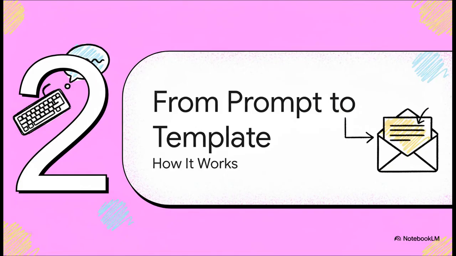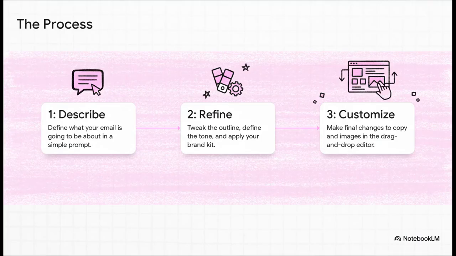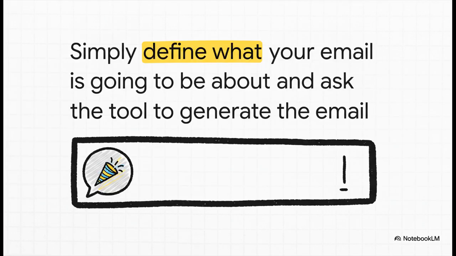I know, it sounds a little too good to be true, right? Well, let me actually show you just how easy this is. We're going to walk through the whole thing, step by step, and you'll see for yourself how this can totally transform your email game. It's literally as easy as 1, 2, 3. First, you just tell the AI what you're thinking. Second, you polish up the details and apply your brand's unique touch. And third, you make any last-minute tweaks you want in the editor. Seriously, it's that simple.